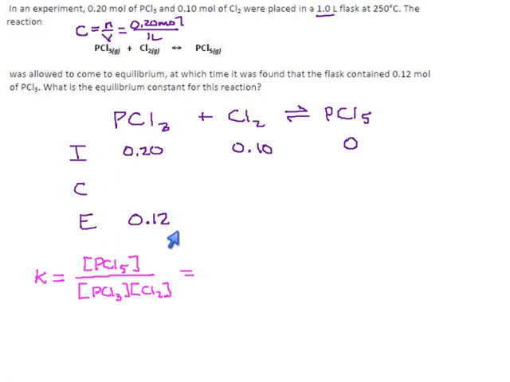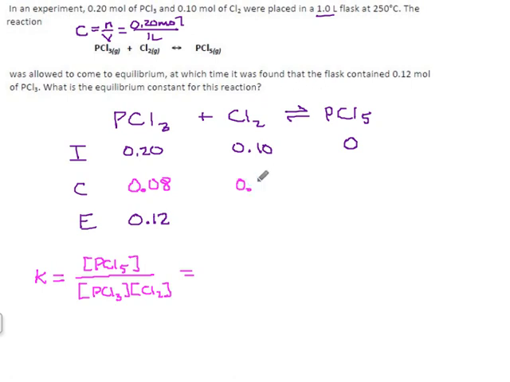Anytime you have a column where you know 2 of the numbers, that's probably a good place to dig in first. We can find this change amount. If we started with 0.20 and we ended up at 0.12, that means there was a total loss of 0.08 for the phosphorus trichloride. Now, this is nice. Because these all have coefficients of 1, the amounts of them that react are always going to be the same.